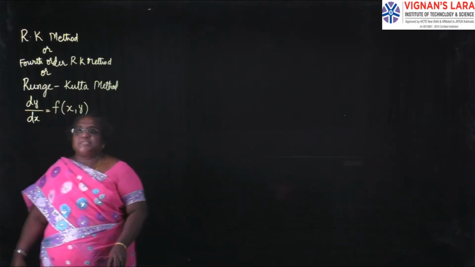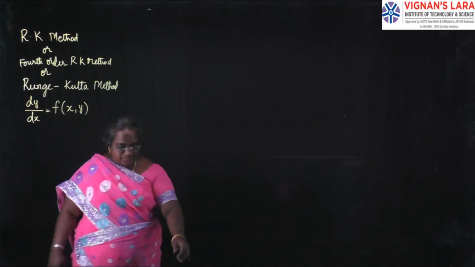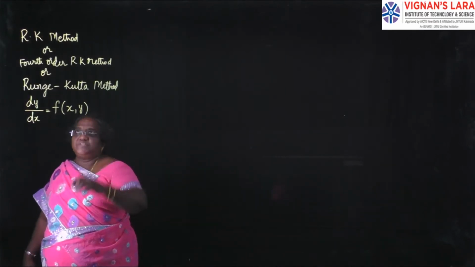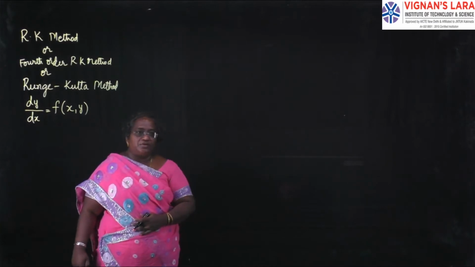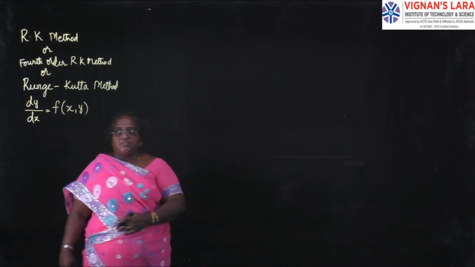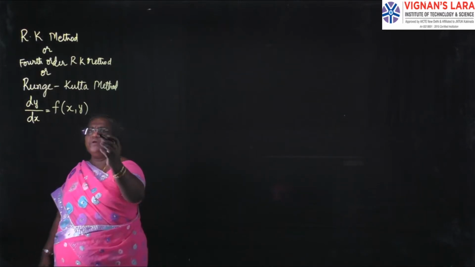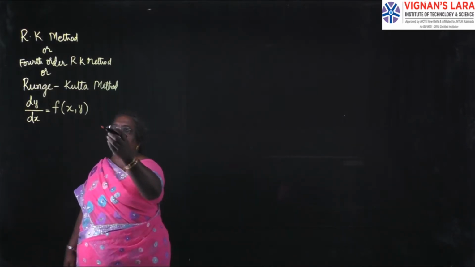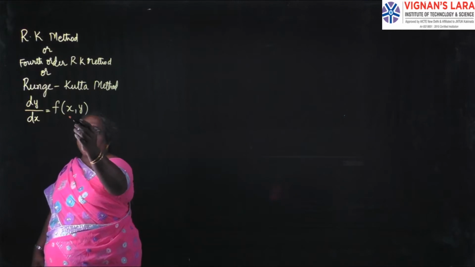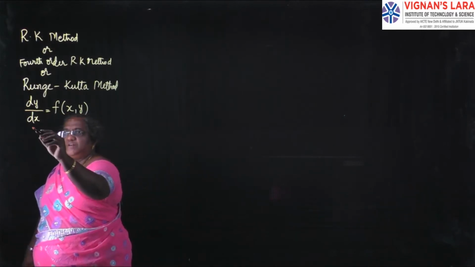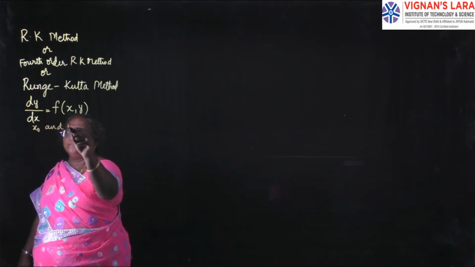Yes, in the last class we saw Euler's method and modified Euler's method. Now in this class we shall see the fourth order RK method, also called the Runge-Kutta method. With our usual process, we will be given dy by dx, which we call f of x, y. Corresponding to this, you will be given x naught and y naught.